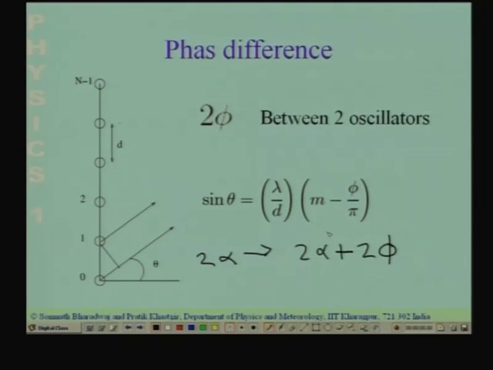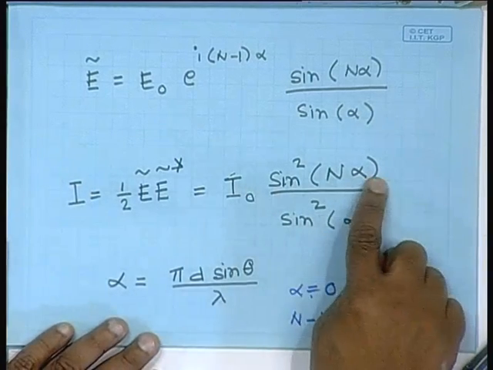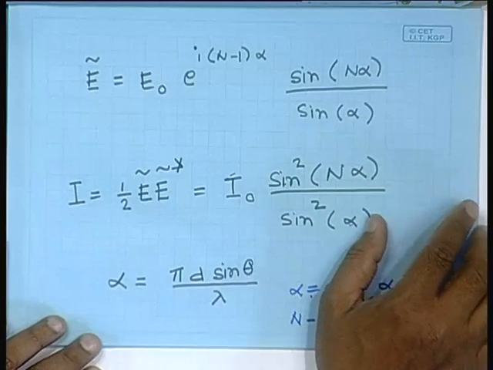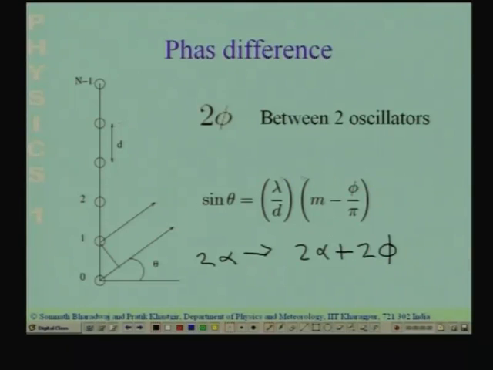in all these steps. So, for example, in the expression for the intensity, what you have to do is replace alpha by alpha plus phi, where phi is now the phase difference between the oscillators themselves. Okay. And if you do this replacement, you will find that the condition for the maxima is what is given over here. So, we have now seen how to also handle the situation where the oscillators are not oscillating with the same phase, but there is a phase difference of phi between any two consecutive oscillators.